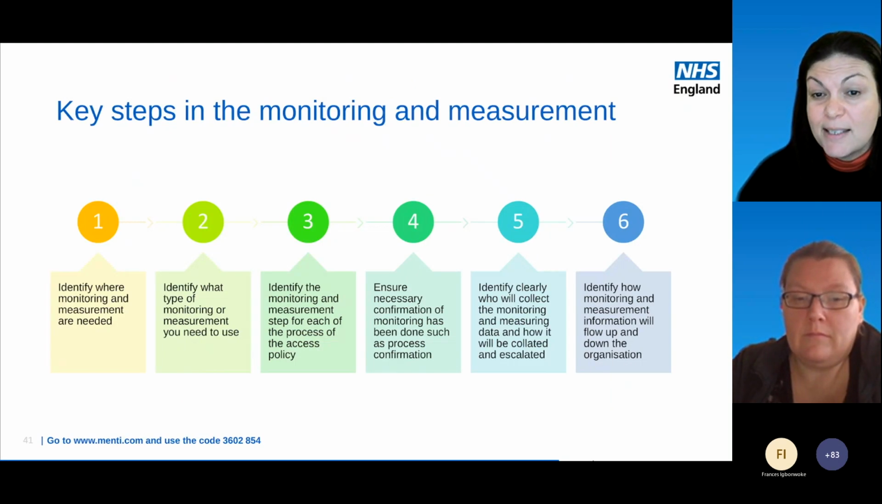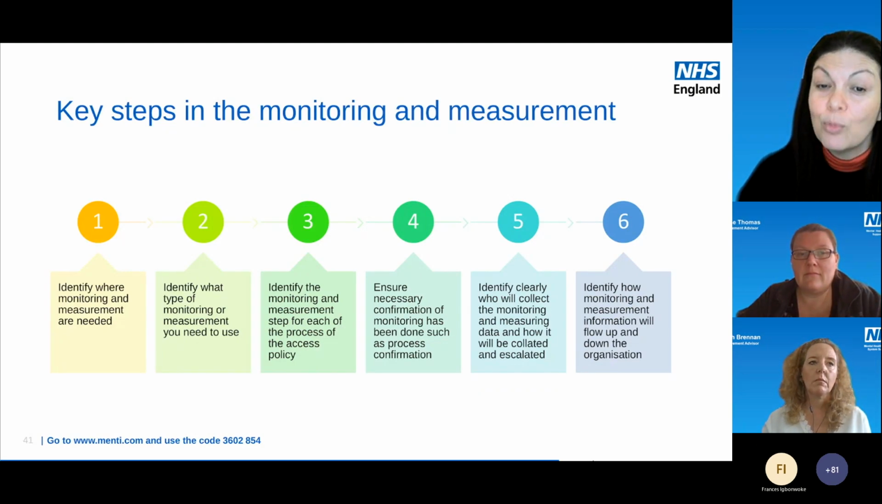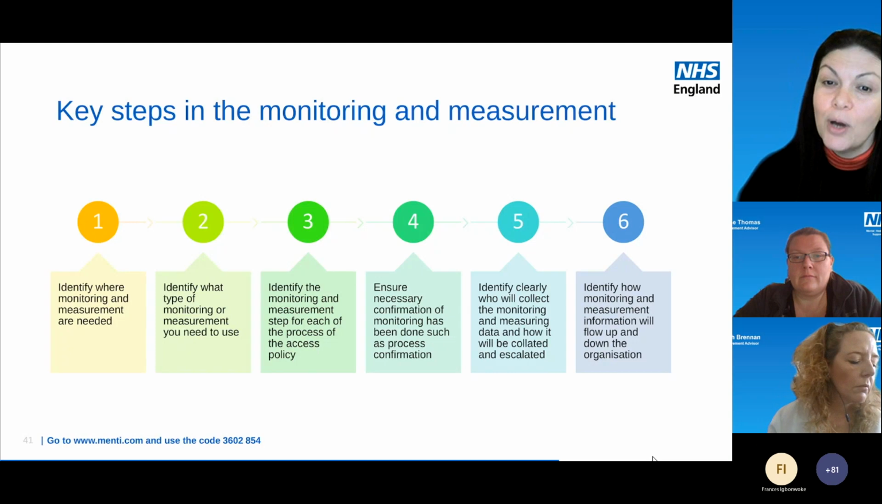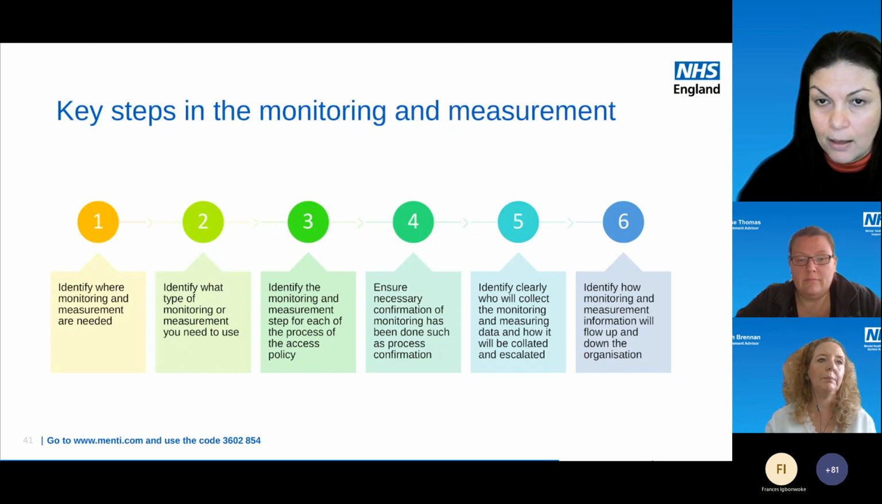So as we said, key steps for measuring are identifying where the monitoring is needed, how it's going to be used, again having step-by-step of each process, and also looking at almost like confirming each process, why there are barriers, why it's not working, why it is working maybe, and having very clear ways of collecting and escalating issues if they arise.